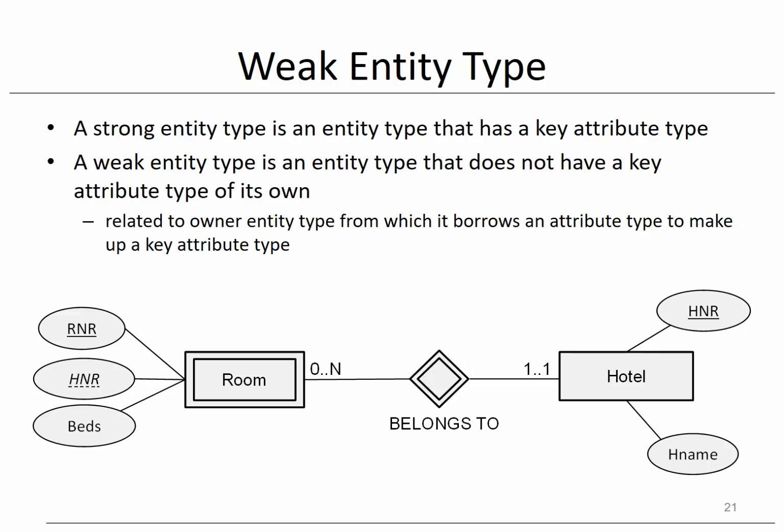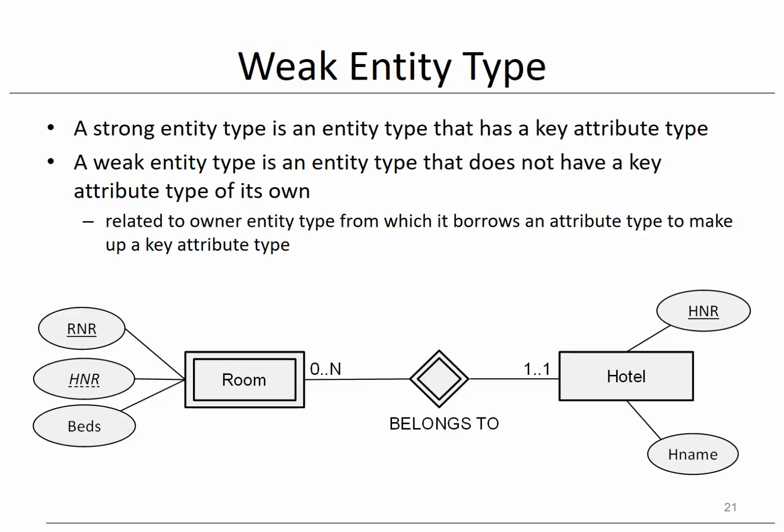Let's illustrate this with an example. The figure shows an EER model for a hotel administration. A hotel has a hotel number, HNR, and a hotel name, HName. Every hotel has a unique hotel number. Hence, HNR is the key attribute type of hotel.